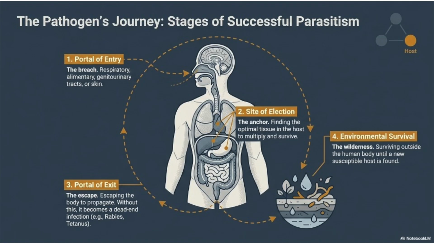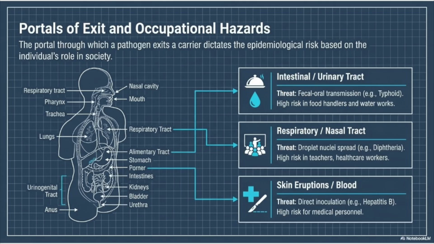After leaving the reservoir, the pathogen enters a susceptible host through a suitable portal of entry. These portals include the respiratory tract, alimentary tract, genitourinary tract, and broken skin. Once inside the body, the organism reaches its preferred tissue known as the site of election, where it multiplies and causes disease. For transmission to continue, the organism must leave the host through an appropriate portal of exit. This may be through respiratory secretions, feces, urine, blood, skin lesions, or genital secretions. Without a portal of exit, the infection becomes a dead end.